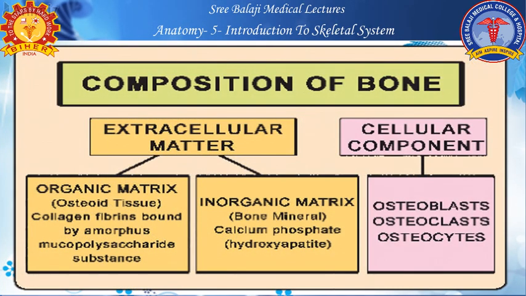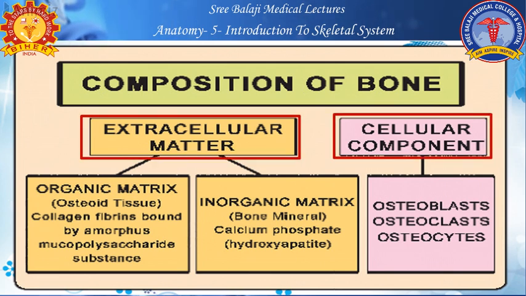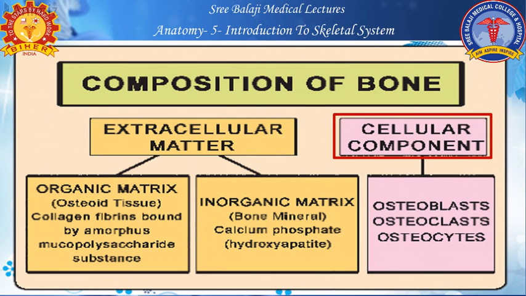Coming to the composition of bone. The bone is made up of a cellular component and extracellular components. The cellular component is made up of osteoblasts, osteoclasts, and osteocytes. Osteoblasts are primitive bone cells. They mature to form osteocytes. Osteoclasts are cells which help in the destruction of bones and in the remodeling of bones.